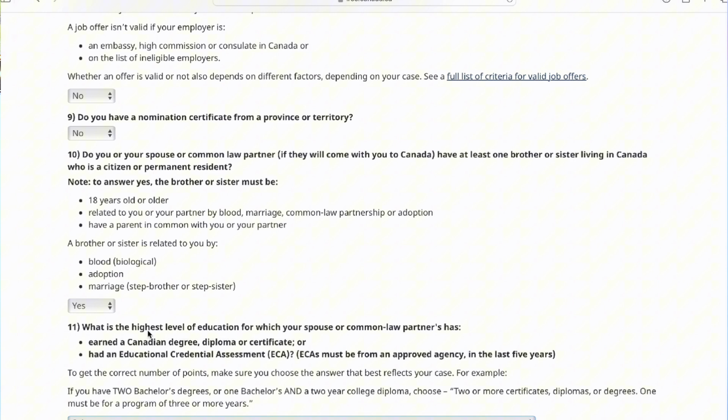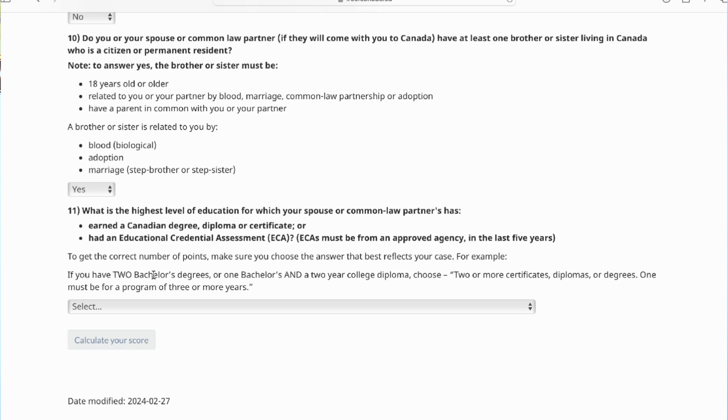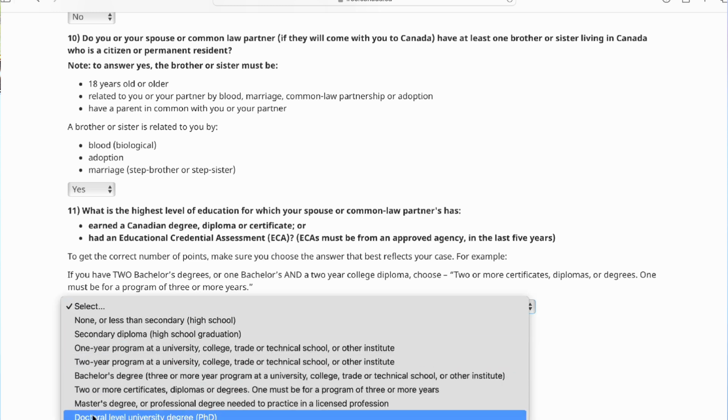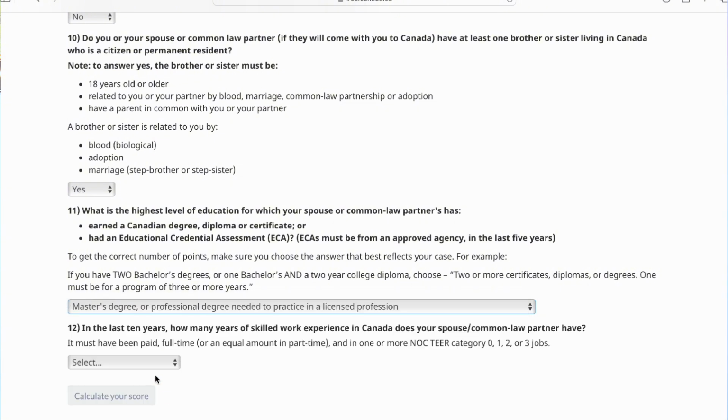The next thing is, what is the highest level of education your spouse or common law partner has, meaning what is the highest qualification that my husband has. Myself and my husband, we have master's degrees. Then another thing is, in the last 10 years, how many years of skilled work experience in Canada does your spouse have? My husband did not have any. I picked zero.